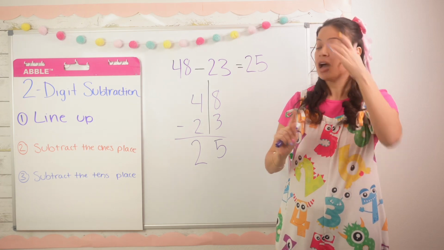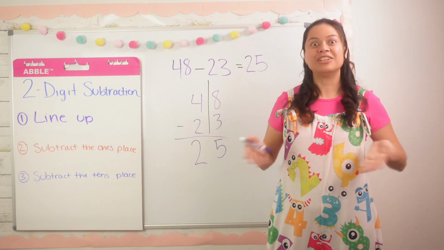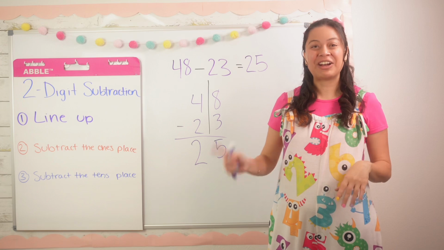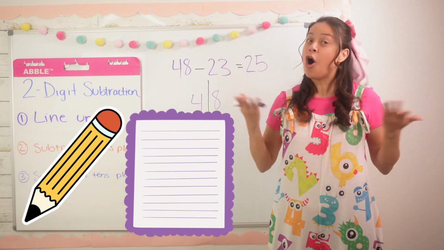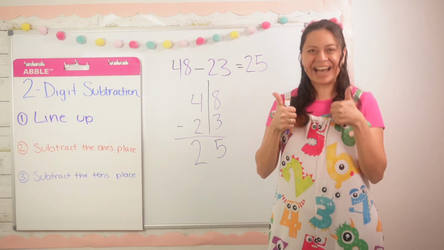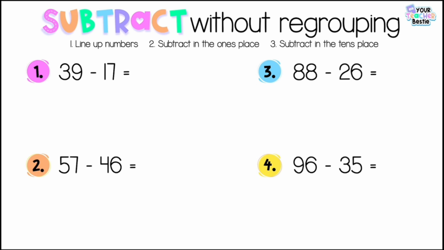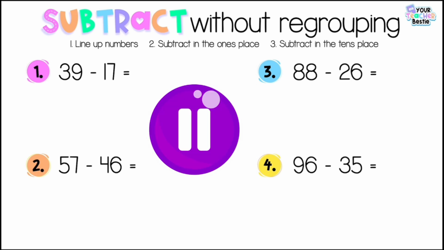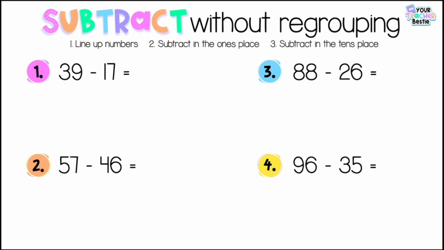Okay, so now that I showed you 2 examples on how to use the standard algorithm to subtract 2-digit numbers, we're gonna go ahead and do some practice problems together. So go ahead and grab your paper, a pencil, or a whiteboard, and let's go! It's bestie practice time. Feel free to pause the video and work ahead of me or work alongside me for more guided practice. All right, so number 1, we have 39 minus 17.